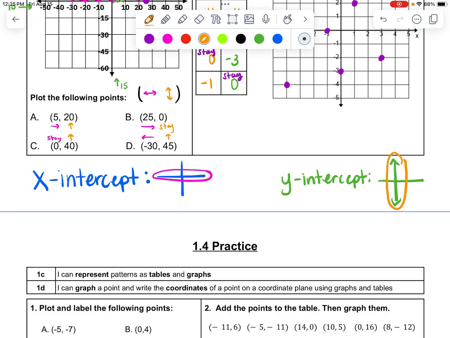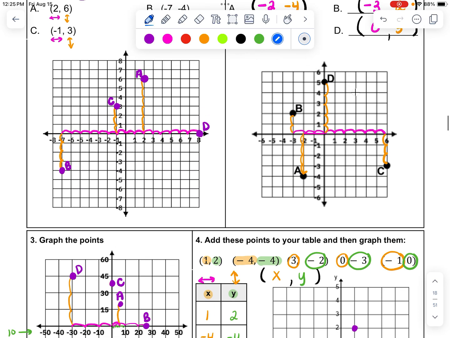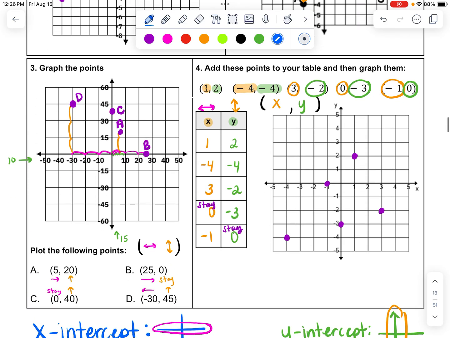So let's go back and find some x-intercepts. In this first picture, D is an x-intercept. There are no x-intercepts in the second picture. In the third picture, B is an x-intercept. It's right on top of the x-axis. And in the fourth picture, this guy right here is an x-intercept. It's right on top of the x-axis.